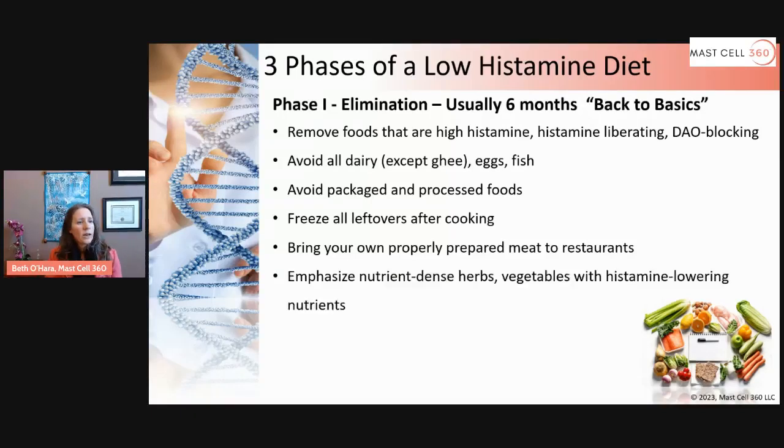And then if you don't have triple salicylates, you're going to eat as many nutrient-dense herbs and vegetables with histamine lowering nutrients as you can, because that helps support your mast cells and your histamine degrading pathways, as well as your detox pathways. And keep a food diary. Then this is going to take you into how to reintroduce.